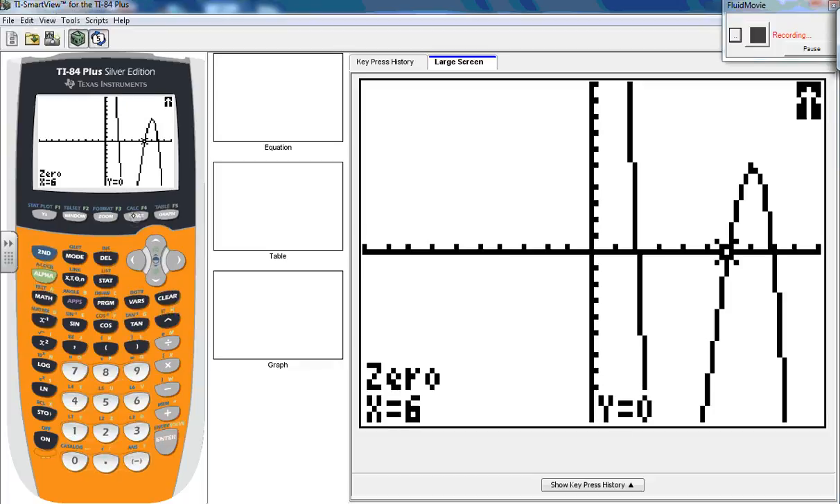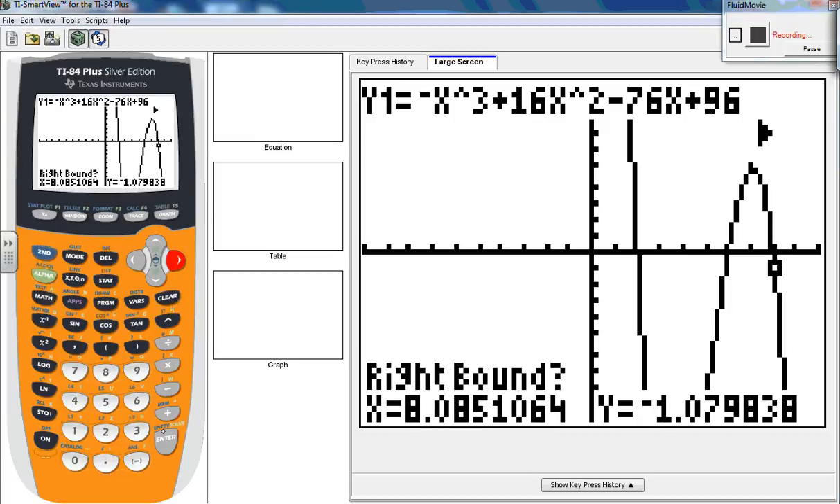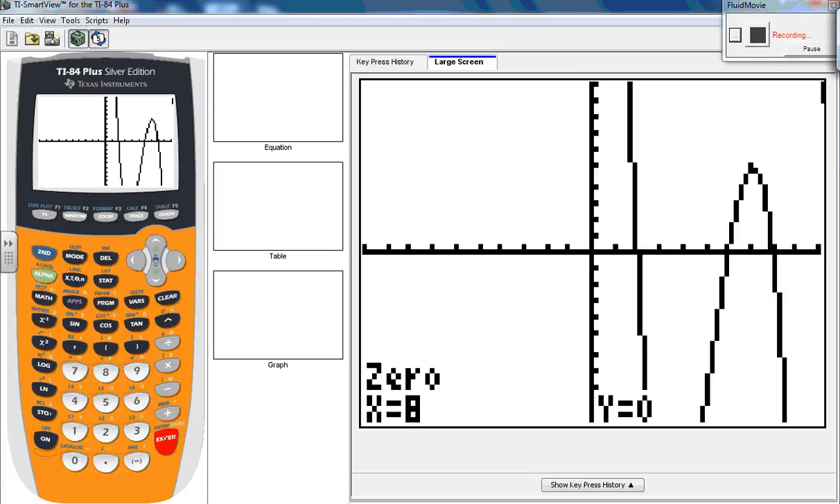Then we've got to calculate the last 0. Okay, left bound, we've got to get over this relative max. So there's left bound, right bound, guess, and there we are at 8, 0. So those are our 3 zeros, and then we need to find the relative min and the relative max.